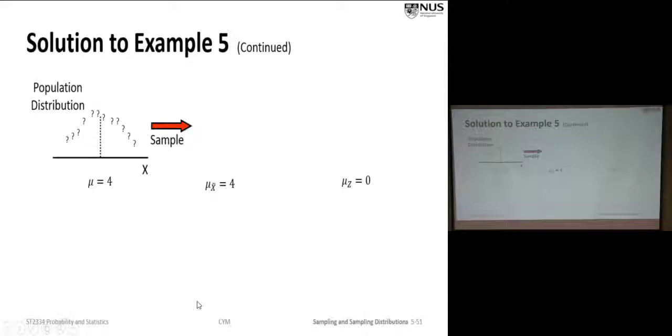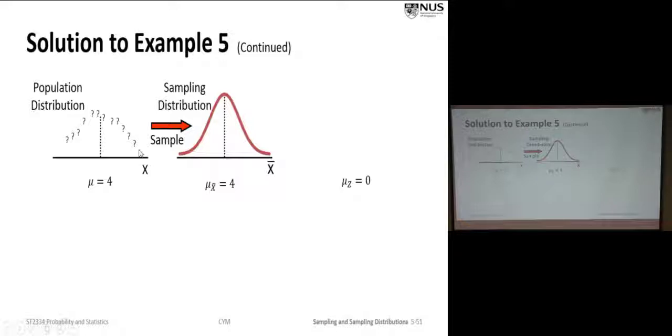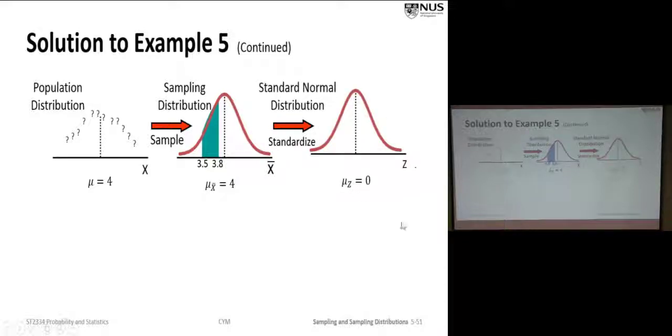All right, so this is what we did for example 5. We don't know the underlying distribution. What we know is the mean equal to 4. Take a sample. The sample mean has expectation equal to 4, and lies between 3.5 and 3.8. Then we standardize it, so we get a standard normal distribution with mean 0 and standard deviation 1.